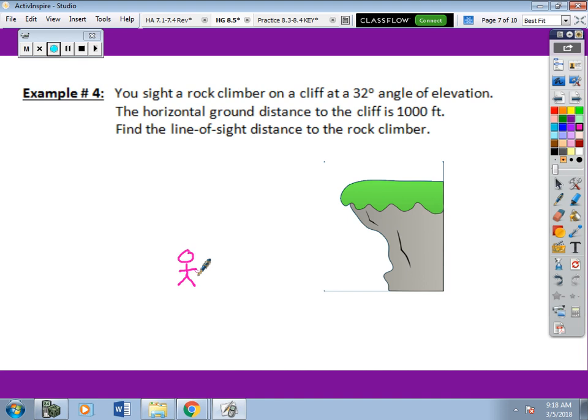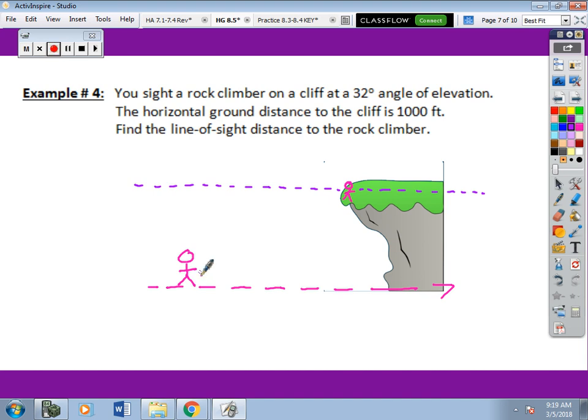You sight a rock climber who's on the cliff at an angle of elevation of 32 degrees. So again, if you have an angle of elevation or an angle of depression, you have to have a horizontal line. If you want, you can draw the other one. Some students just always like to draw both of them, and it makes the problem easier for them. You don't have to, though, because the only time you're going to need the top one is if it's an angle of depression, because you'd be going down. But we're going to use the angle of elevation, which is from you to the person.